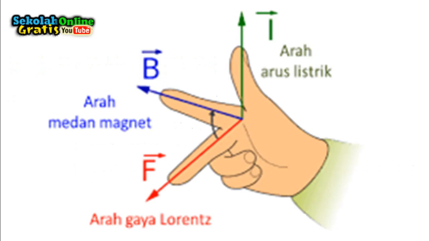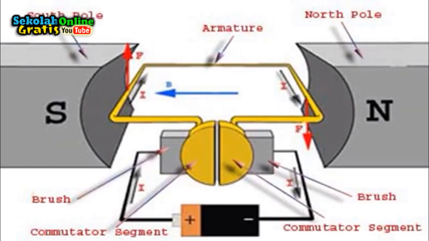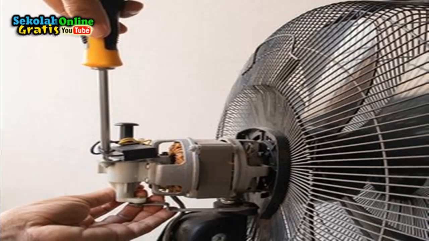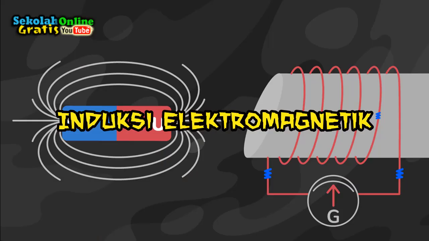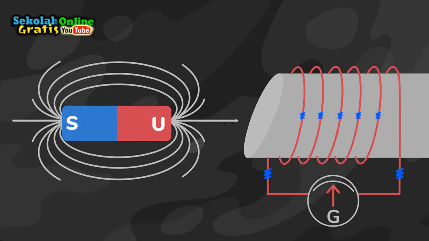Determination of the direction of the Lorentz force can be done using the right-hand rule. Like the following picture, the application of the Lorentz force is an example of an electric motor. An electric motor is used to convert electrical energy into motion energy. An example of an electric motor in everyday life is the electric motor on a fan that functions to move the propellers. Electromagnetic induction. Electromagnetic induction is a change in a magnetic field that can produce electricity.